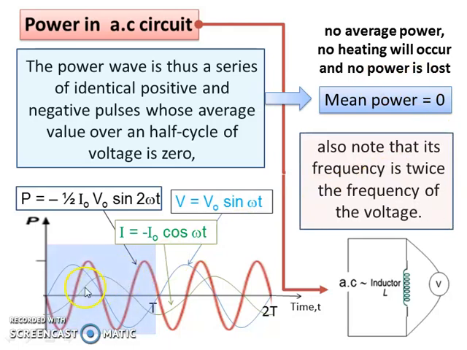And same as before, the frequency of the power is twice the frequency of the voltage. As we can see here, for one complete cycle, we have 2 complete waves for power and 1 complete wave for voltage. So that's why the frequency of power is twice the frequency of voltage.